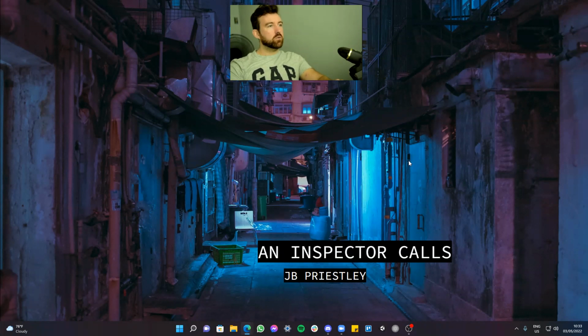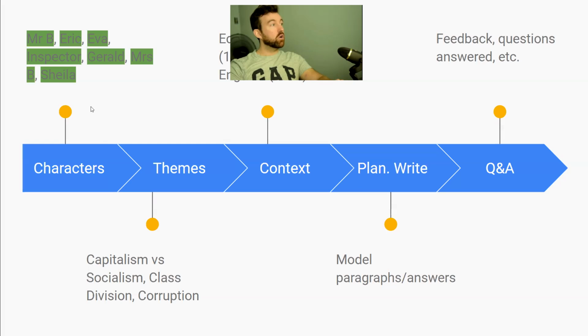In the last few weeks, we have been going through a lot of characters, really, because there's lots of important characters in An Inspector Calls. So we went through Mr. Birling, we went through Eric, we went through Eva, Inspector, Gerald, Mrs. Birling, Sheila. And now today, finally, we are going to start looking at some themes together.